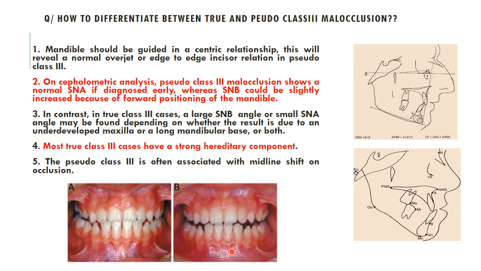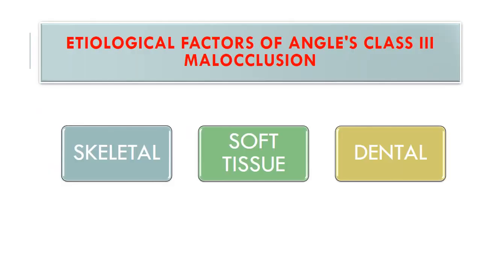Also in the pseudo-Class III, because the patient is shifting his mandible anteriorly, sometimes we also have a midline shift, especially if the shifting of the mandible is not only in the anterior direction but also accompanied by some lateral shift. Now the etiological factors of Angle's Class III malocclusion are three important elements, including the skeletal, the soft tissue, and the dental.